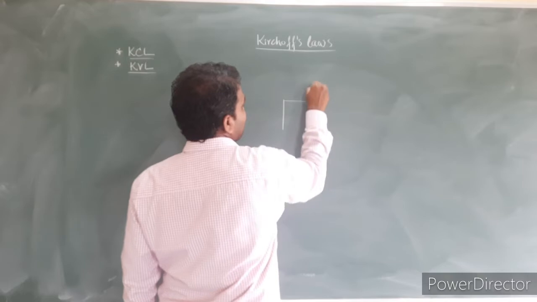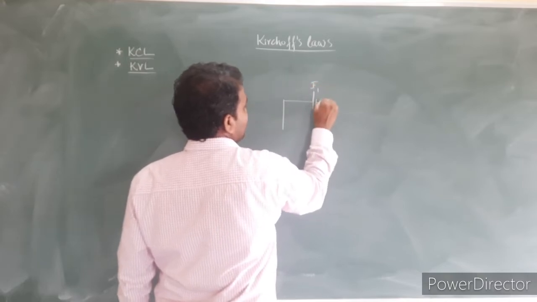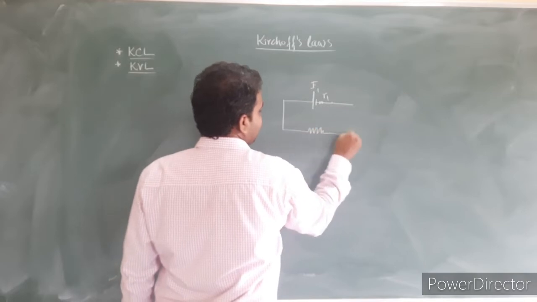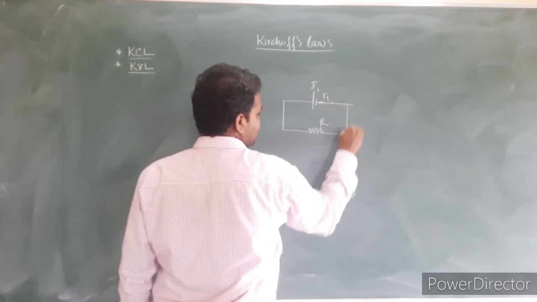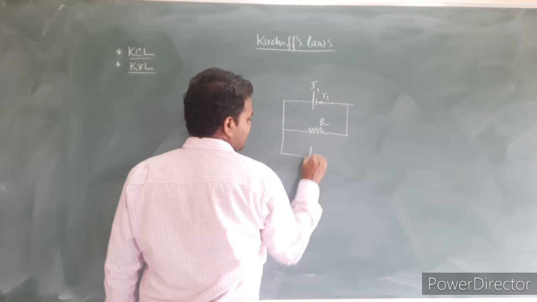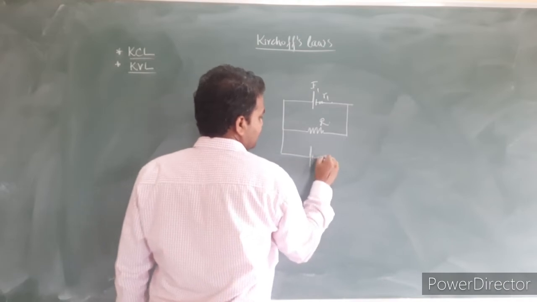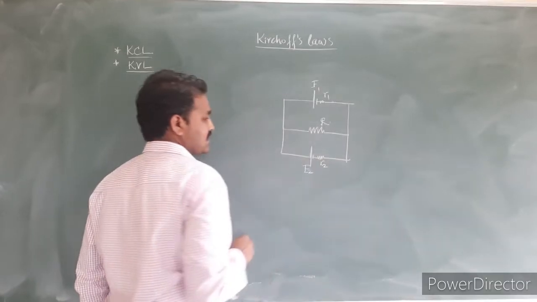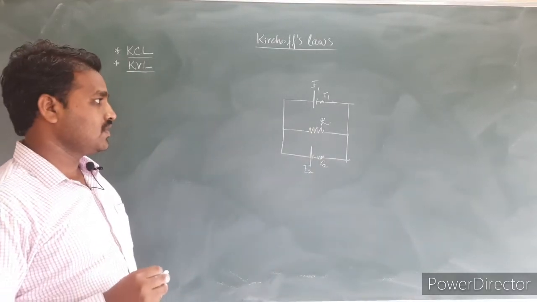Let me consider cell E1 here. Let R1 be its internal resistance. Let us have an external resistance of resistance R. Let us take another cell here, yes, with EMF E2, and let its internal resistance be R2 here.